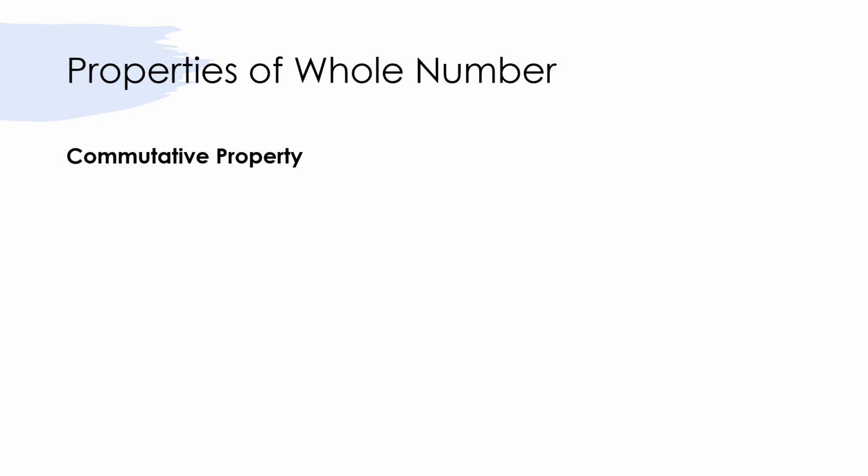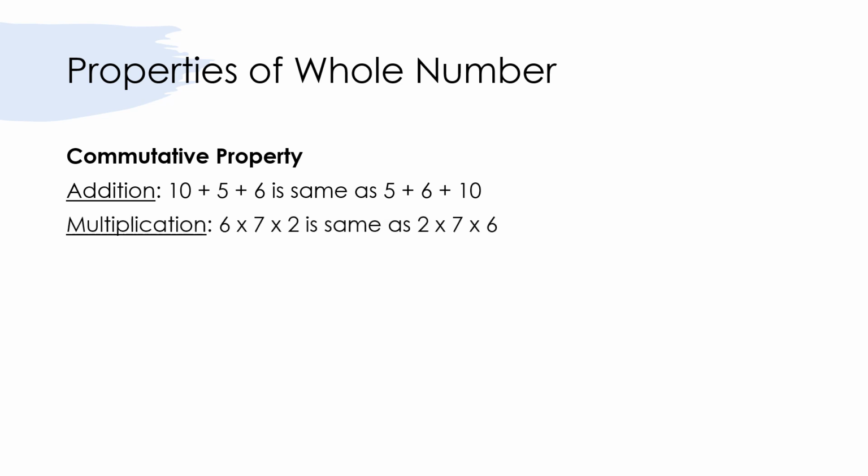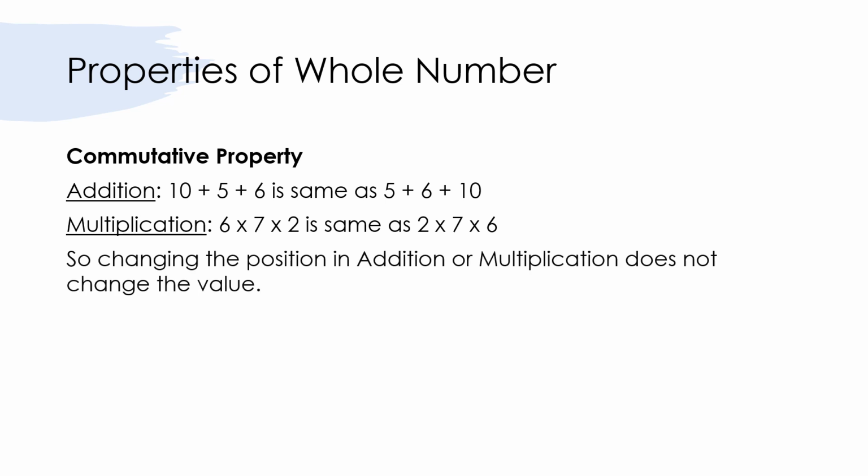Next, we will look at the commutative property of whole numbers. What is this? When we add 10, 5 and 6, if we do 10 plus 5 plus 6, we get the same answer as 5 plus 6 plus 10. Multiplication: when we multiply 6, 7 and 2, we get the same answer when we multiply 2, 7 and 6. So what do we see? Changing the position of the numbers in addition or multiplication does not change the answer.